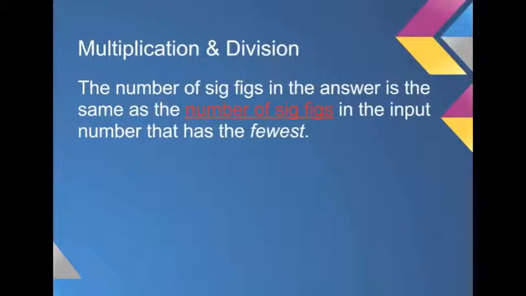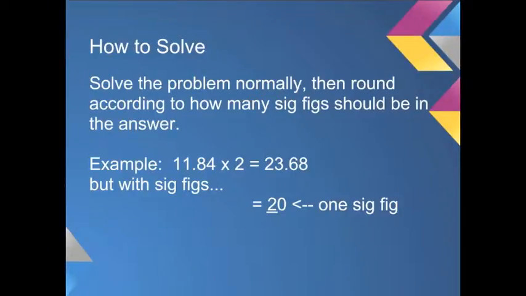But how do we multiply and divide significant figures? For multiplication and division, the number of sig figs in the answer is the same as the number of sig figs in the input number that has the fewest. For solving, solve the problem normally, then round according to how many sig figs should be in the answer.